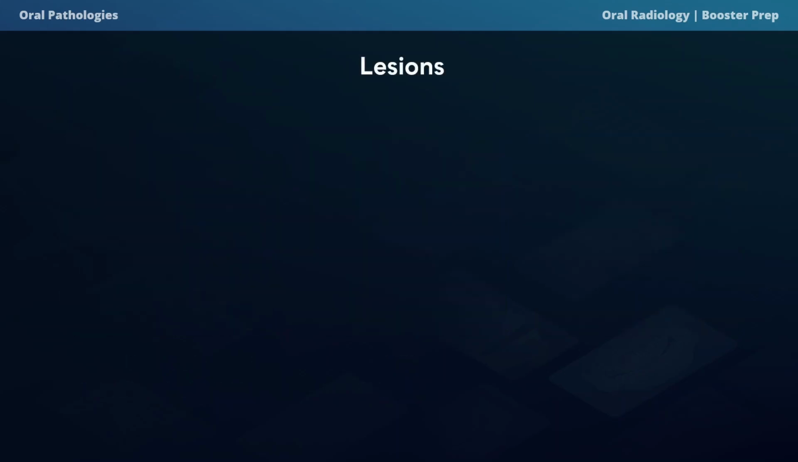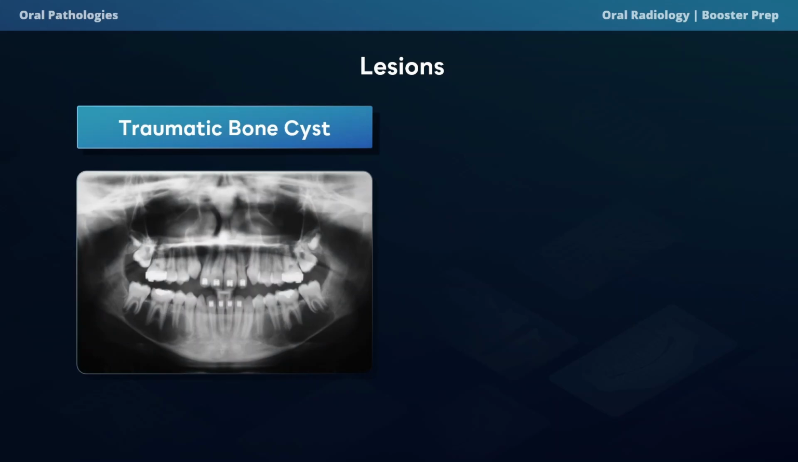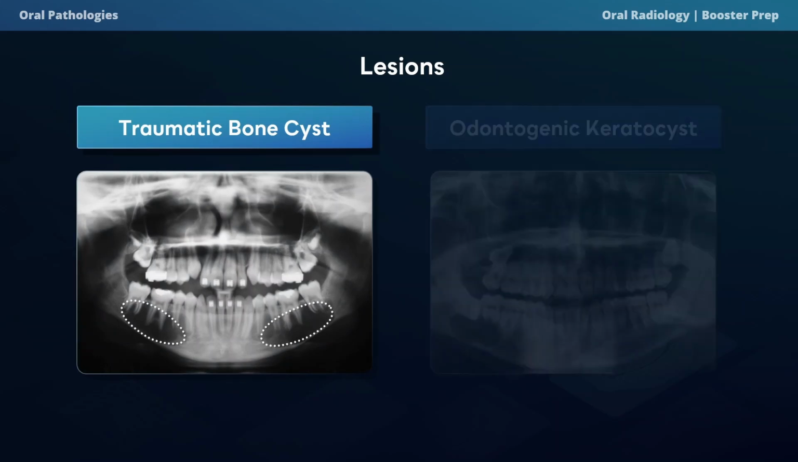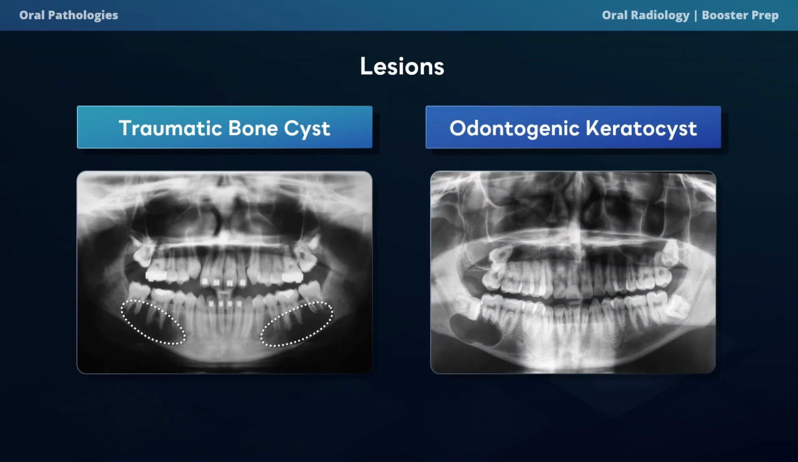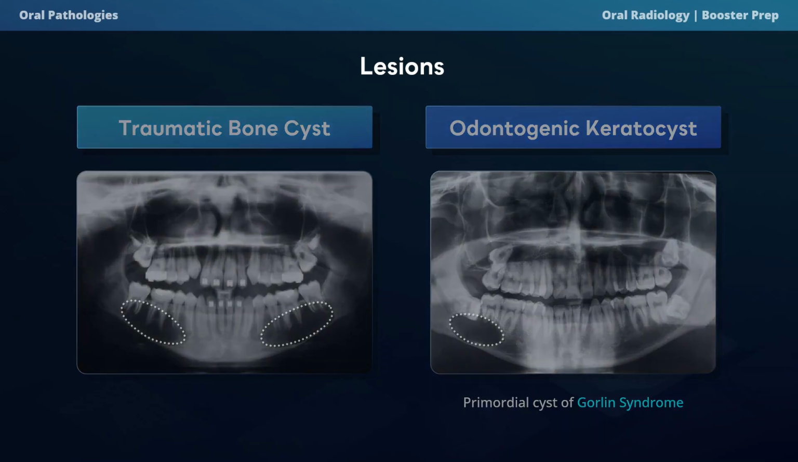Now let's take a look at a couple of lesions that might show up on a panoramic, and both of these will appear as radiolucent areas or dark spots on the image. The first one is a traumatic bone cyst, and it's benign and often linked to some kind of previous trauma. The second one is an odontogenic keratocyst, also known as a primordial cyst of Gorlin syndrome. This one comes from the dental lamina, and it tends to be more aggressive and usually requires close follow-up. Learning these two terms is important for the exam, so remember, odontogenic keratocysts are associated with Gorlin syndrome.